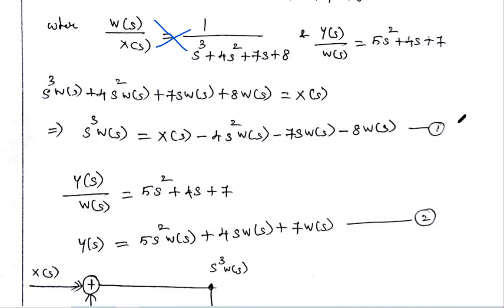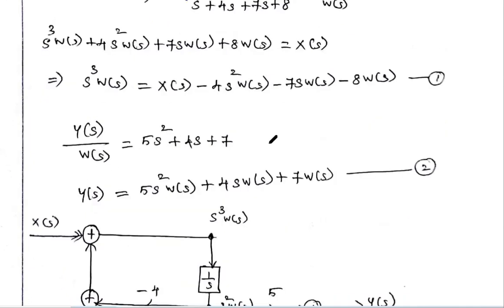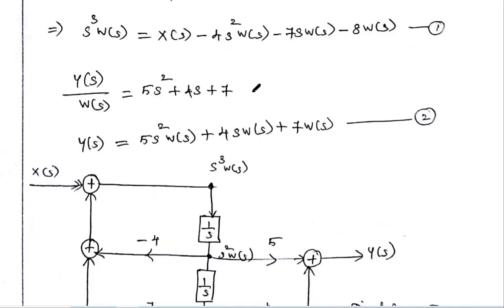Okay, this is one of the equations in order to implement the direct form 2 realization. And the next thing: we consider this as one term, and what about the remaining term? Y divided by w equals 5s squared plus 4s plus 7. So you take that one. So y of s by w of s equals 5s squared plus 4s plus 7.